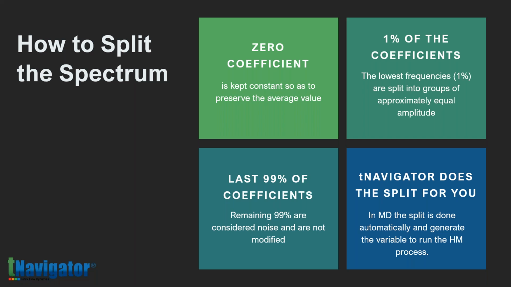Then we take the coefficients with low frequency and split them in groups with more or less the same amplitude, and the last 99% remaining are considered noisy. But the best part of this technique is that the 3D cosine transformation is embedded in tNavigator and it is done automatically.